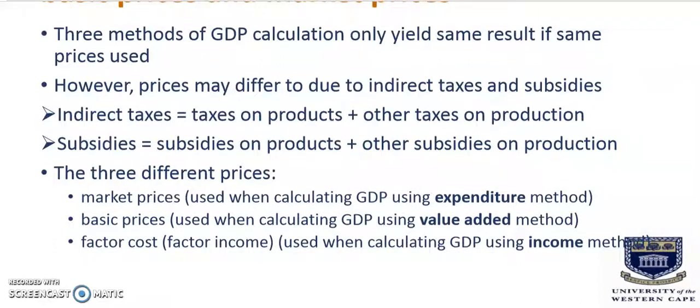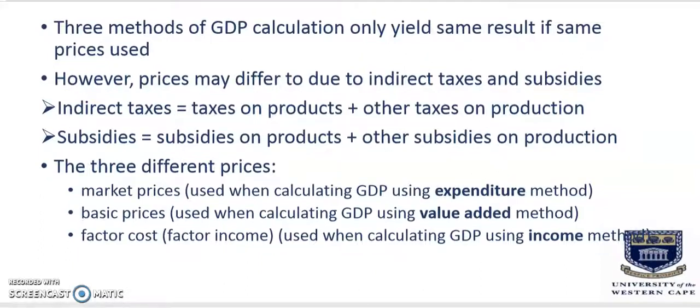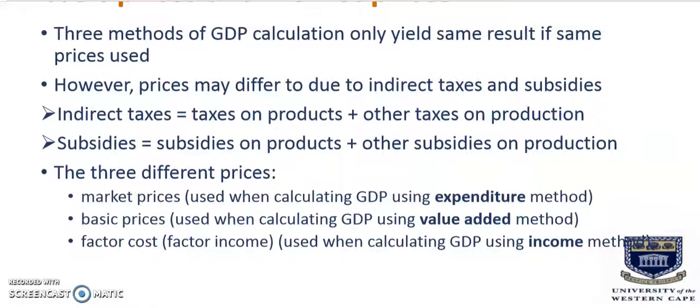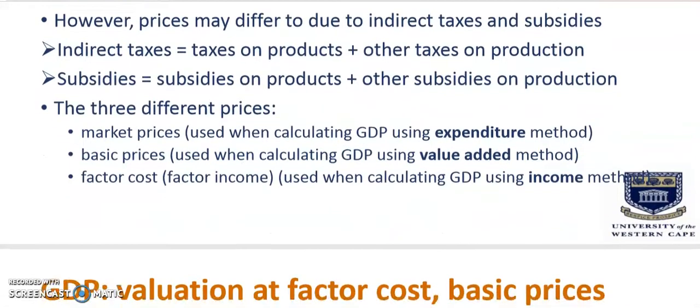So there are three different prices. The first one is the market prices. That is the prices that are used when calculating GDP using the expenditure method. The second one is the basic prices. That is the prices that are used when calculating GDP using the value added method. And then the last one is the factor cost or factor income. That is the prices used when calculating GDP using the income method.